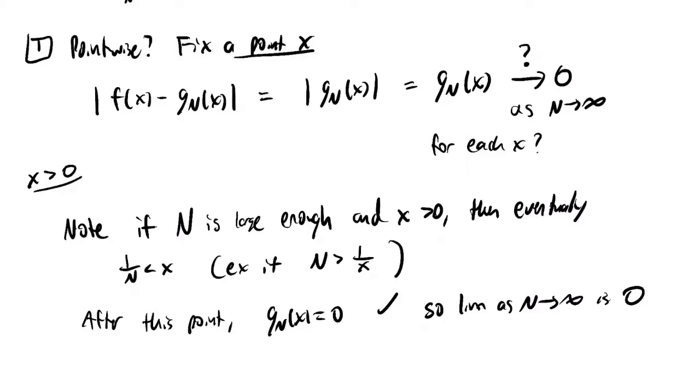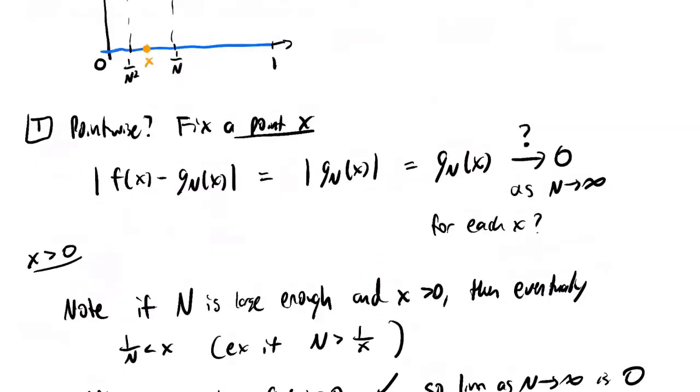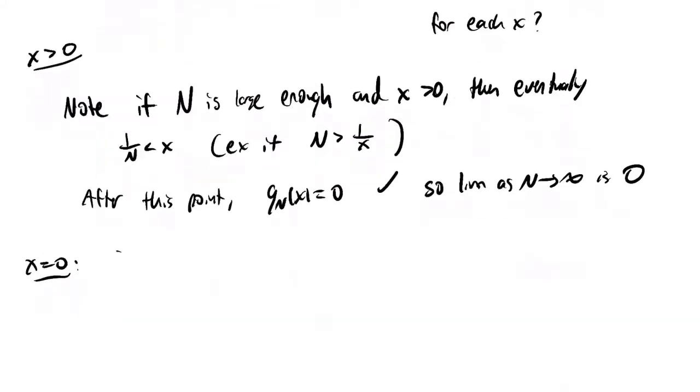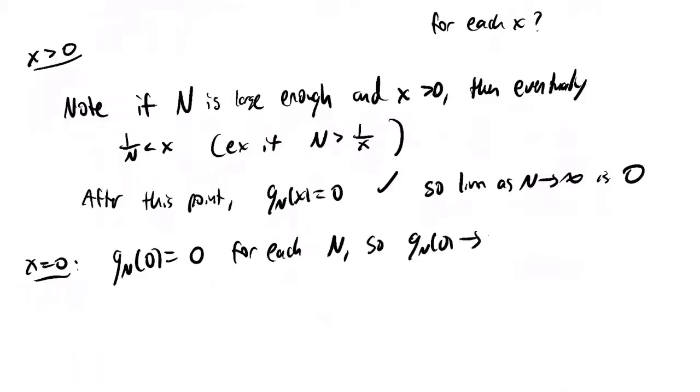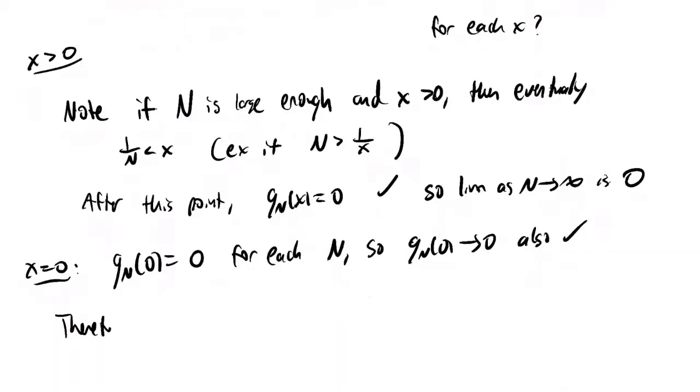And so we've shown that as long as we fix a point x that's not 0, eventually, if n is large enough, my difference will be equal to 0. Therefore, it does converge pointwise, at least if x is not equal to 0. On the other hand, if x is equal to 0, then by construction, 1 over n squared is always strictly bigger than 0, so gn of 0 is always equal to 0 for each n. And so we're okay here too. gn of 0 trivially converges to 0 because it's equal to 0 at every point. And so what these two cases show is that we indeed have pointwise convergence. Therefore, gn of x converges to f of x pointwise on 0 to 1.